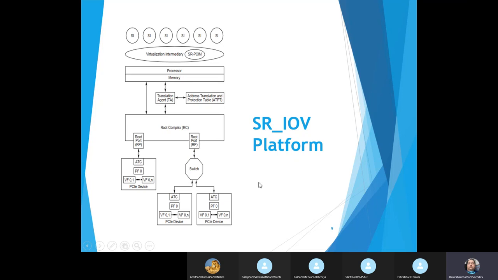Next will be how to enable virtual functions and how to configure virtual functions. All this will be discussed. And what is the responsibility of the SR-PCIM driver? This is what will be discussed. On the root complex side, there is no change. This is something we are not requiring. The switch has no change. The switch is the same. Everything is the same. Only virtual functions are there in the endpoint. So make sure you understand that on the root complex side, there is no enhancement. The root complex doesn't know it is talking to SR-IOV devices.